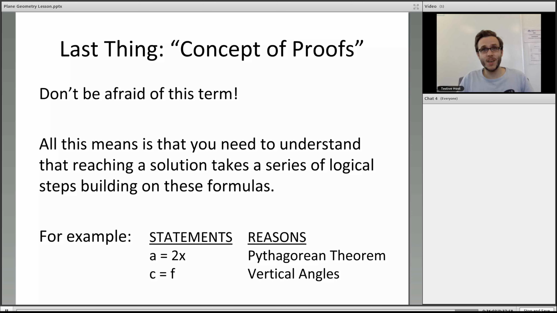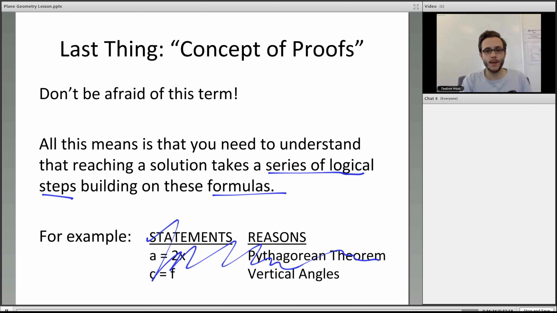It's like saying when they ask you for an answer to a question, you need to understand that if you start with some formula, you can go through a series of logical steps and you can get to some kind of an answer, or you can get to some kind of another formula. An example would be, for example, we know that the circumference of a circle equals 2 pi r.